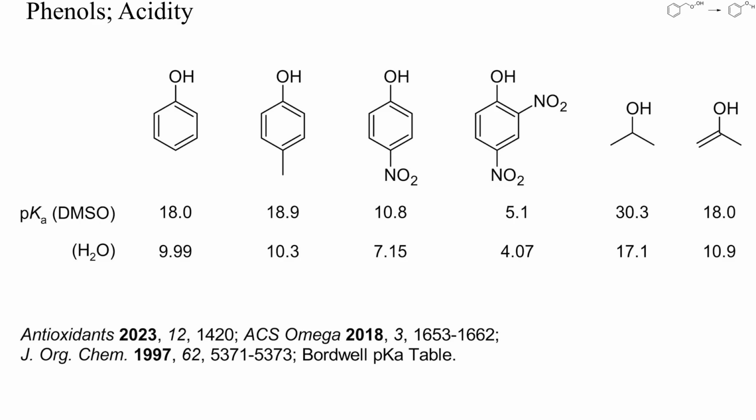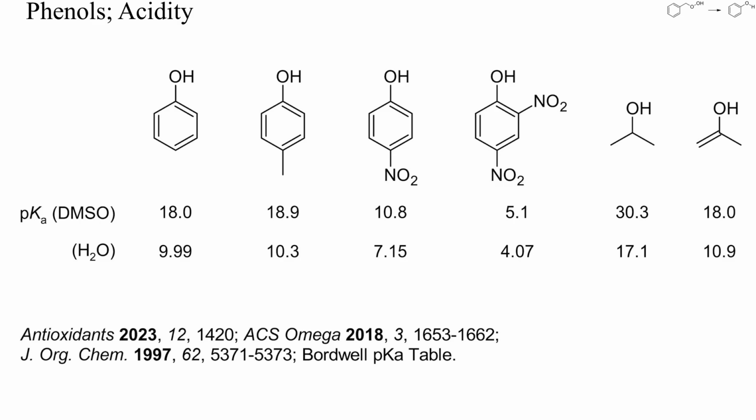Phenols are much more acidic than aliphatic alcohols. Here you can see the pKa of some phenols, both in DMSO and in water. The pKa is approximately the pH at which a given acid will be 50% deprotonated. The pKa of unsubstituted phenol in DMSO is 18, 12 orders of magnitude more acidic than isopropanol.